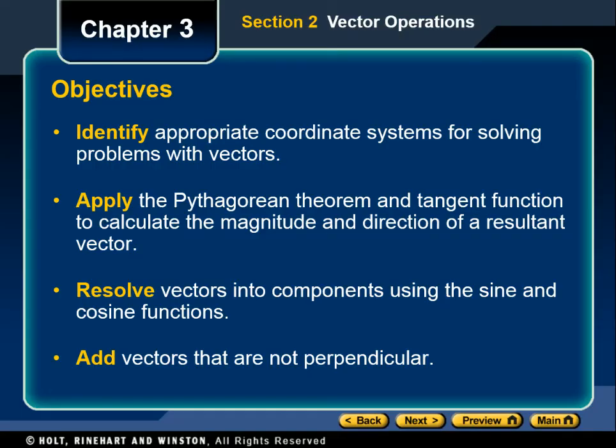At this point, you should be able to identify appropriate coordinate systems for solving problems with vectors, apply the Pythagorean theorem and tangent function to calculate the magnitude and direction of resultant vectors, resolve vectors into components using the sine and cosine functions, and add vectors that are not perpendicular.